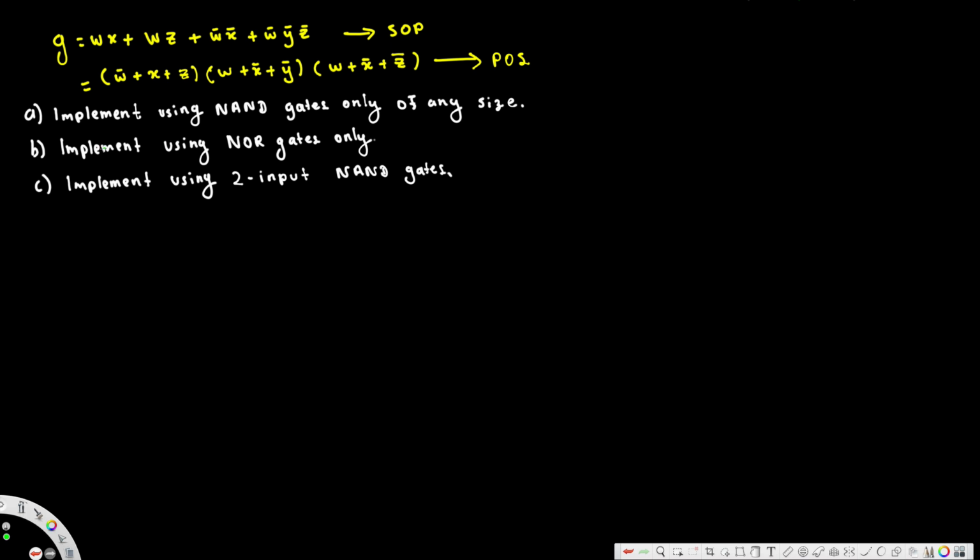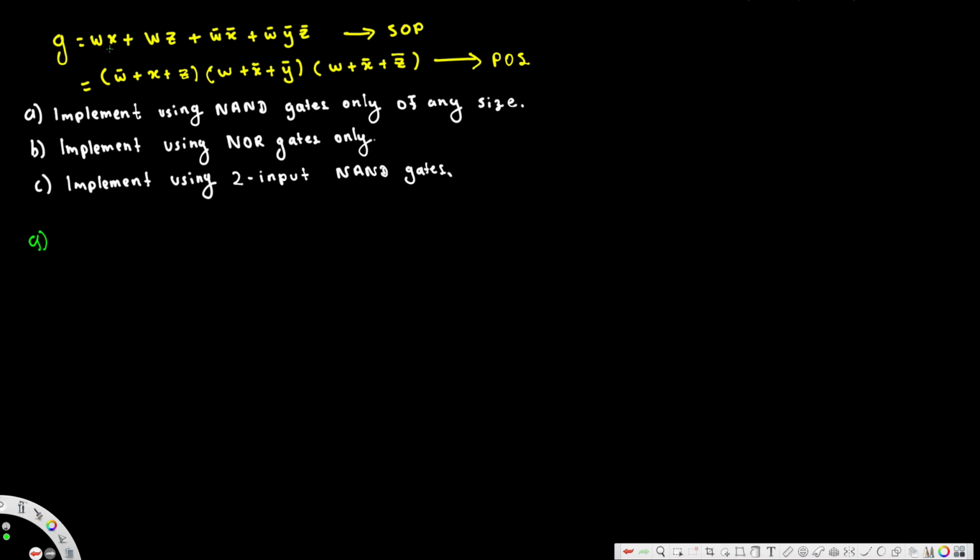Okay, let's go for the first one. Implement using NAND gates only. Whenever they talk about NAND gates, first we have to write this in terms of AND gates, and then we can easily convert. When we deal with AND or NAND, we always look at the sum of product. So the sum of product here has WX, WZ and this one. Let's go ahead and draw this in terms of AND gates first, then we can convert it.